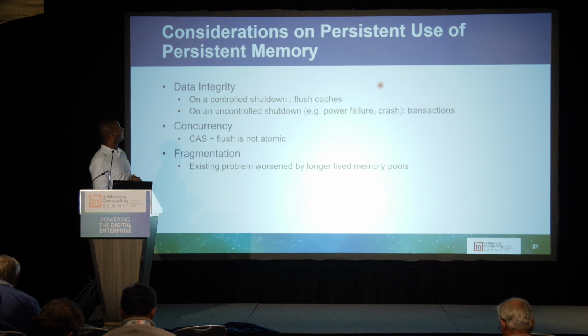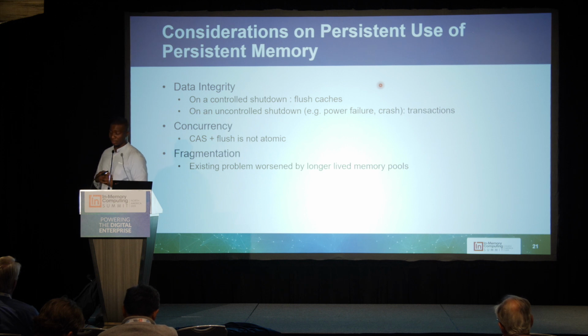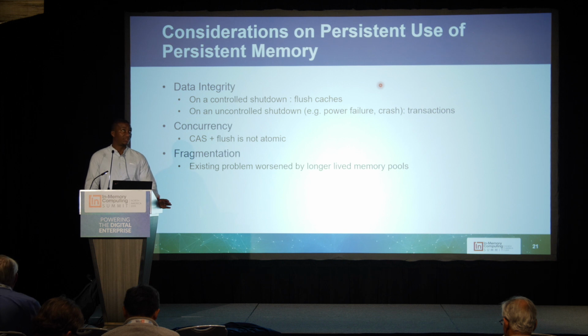So on this slide, I'm going to talk about some things to consider when using persistent memory for persistent use. First thing is data integrity. I think we already touched on that a little bit. But just like Memcached, on a controlled shutdown, if you want data integrity, you need to make sure you flush the caches, right? Again, it's cache coherent, so whatever is left in your CPU caches, if the system goes down, it's lost, right? So if you want your data to be durable, you need to make sure that you flush.